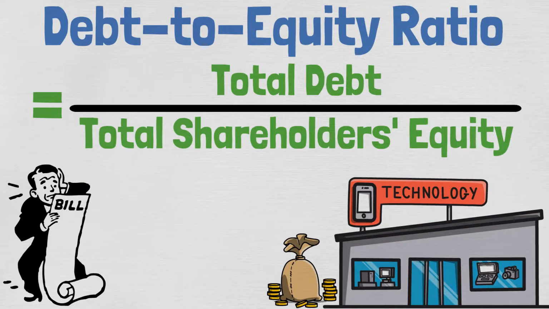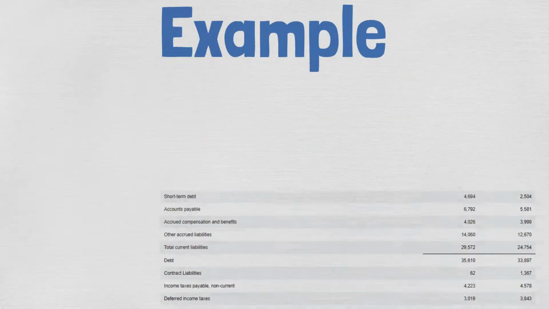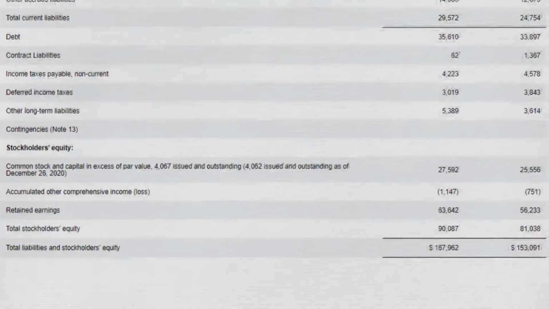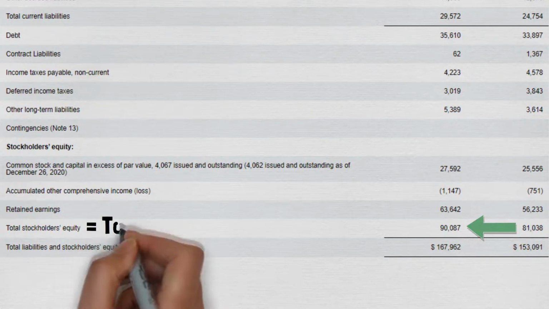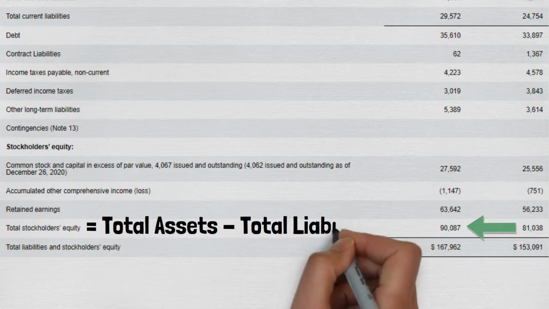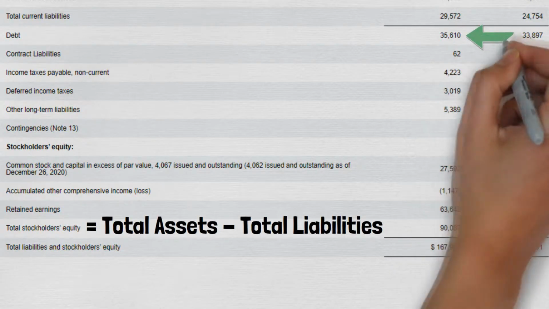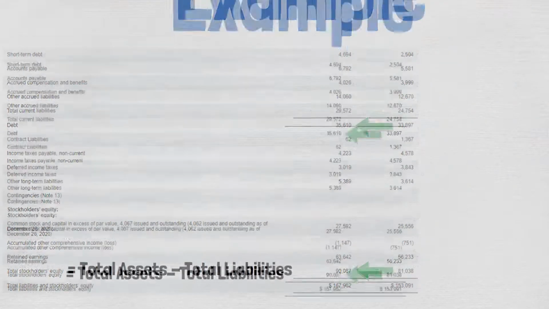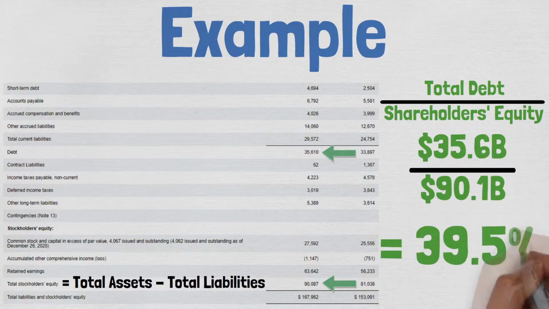Let's take a look at an example. To calculate the debt to equity ratio, you will need the company's balance sheet. Intel has listed their stockholders' equity separately, and it is $90.1 billion. You can also calculate it by yourself. It is simply total assets minus total liabilities. Total debt can also be found from the balance sheet. For Intel, it is $35.61 billion. This means that Intel's debt to equity ratio is 39.5%.